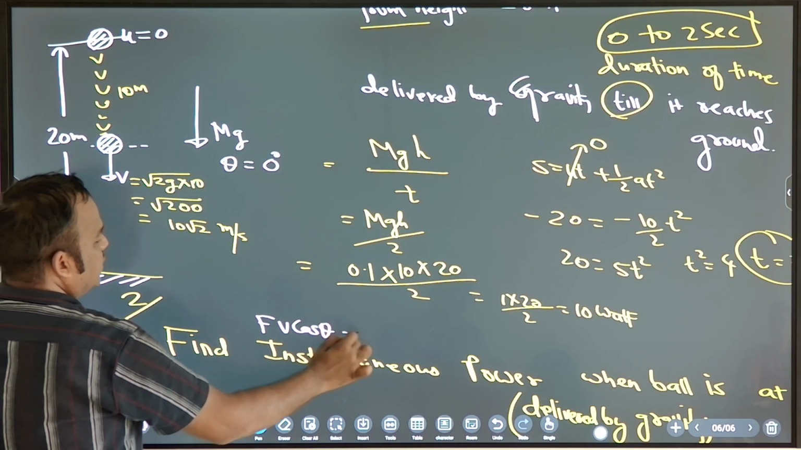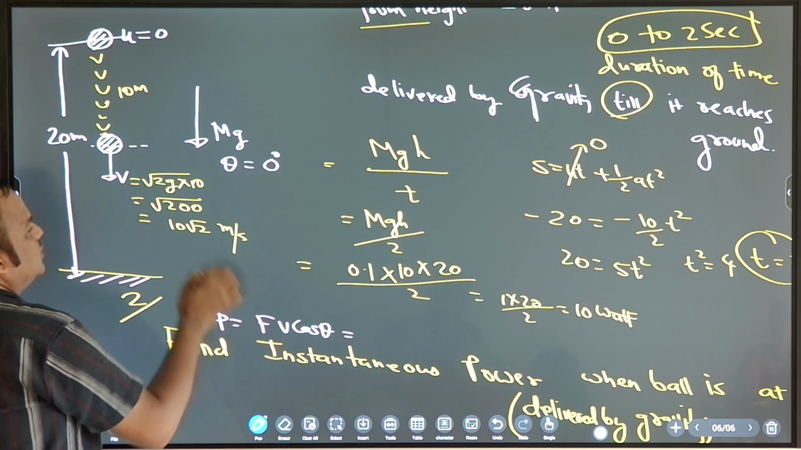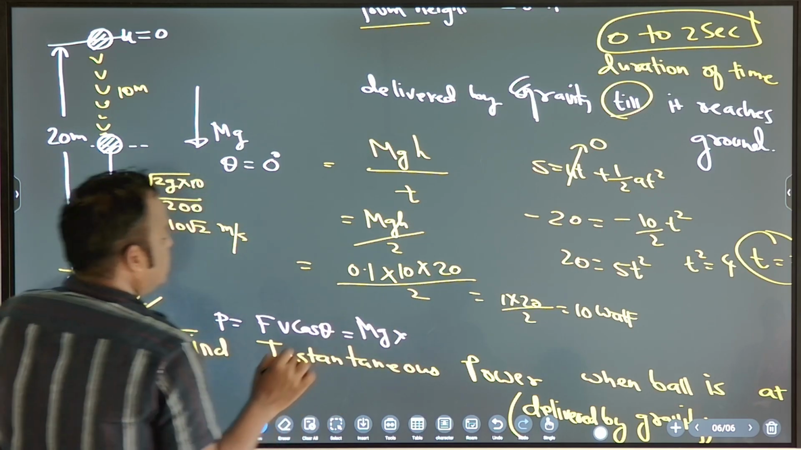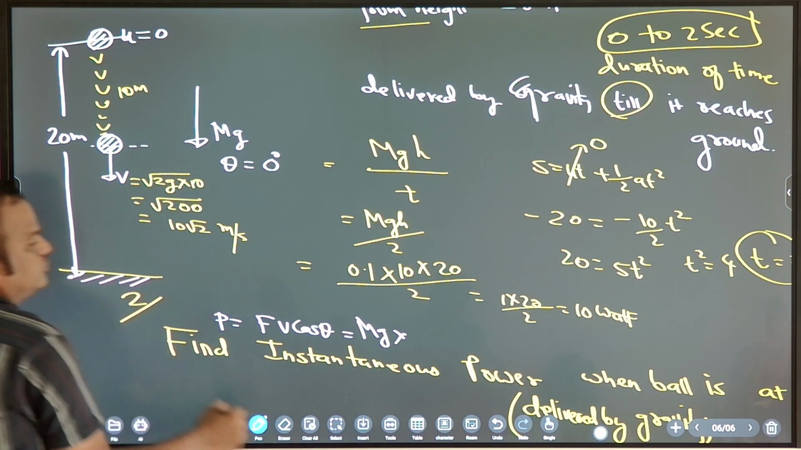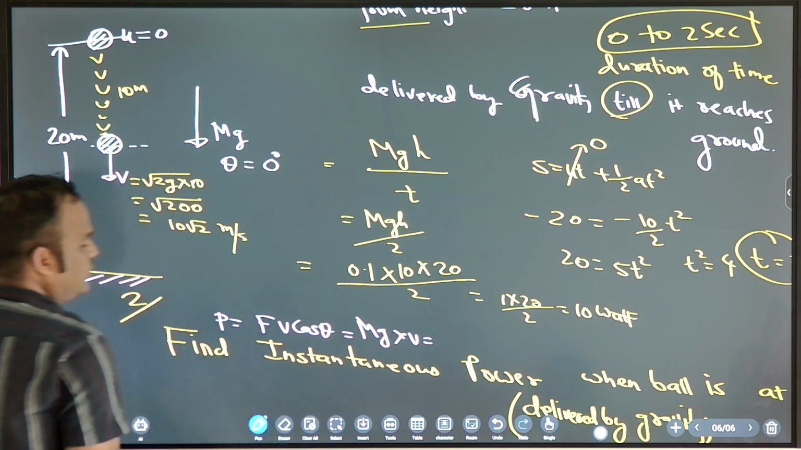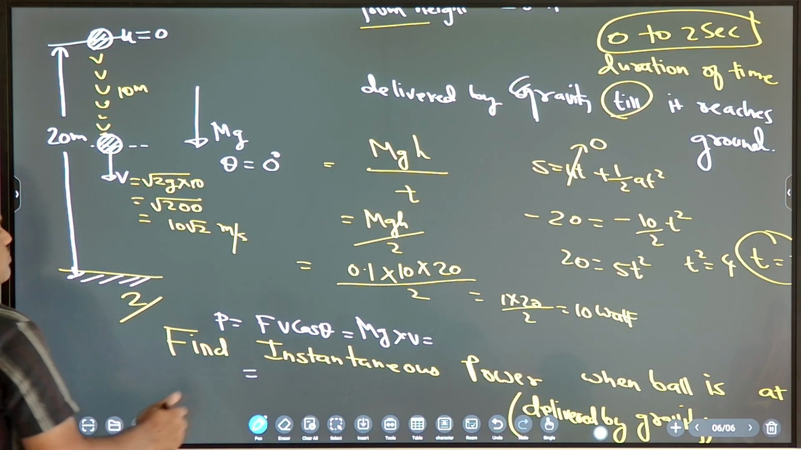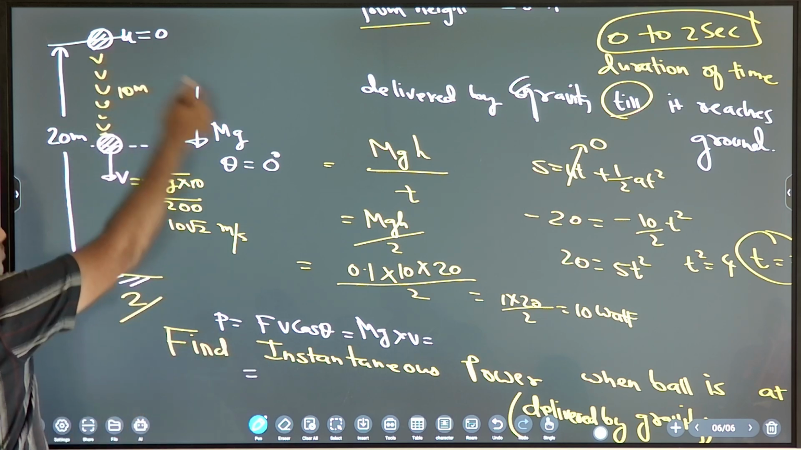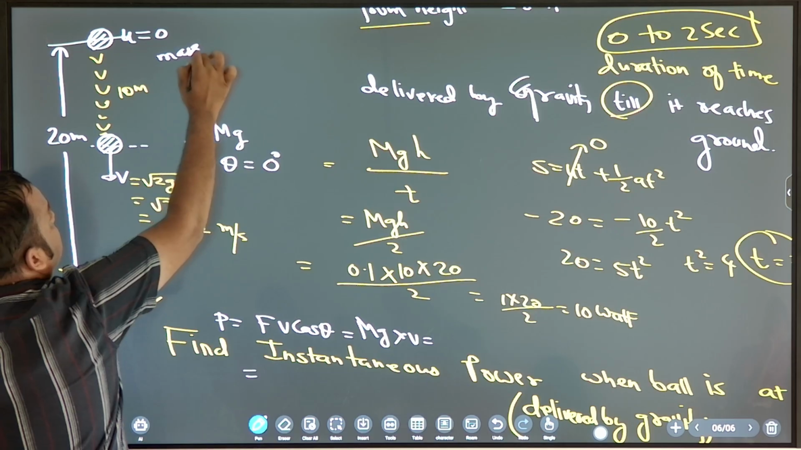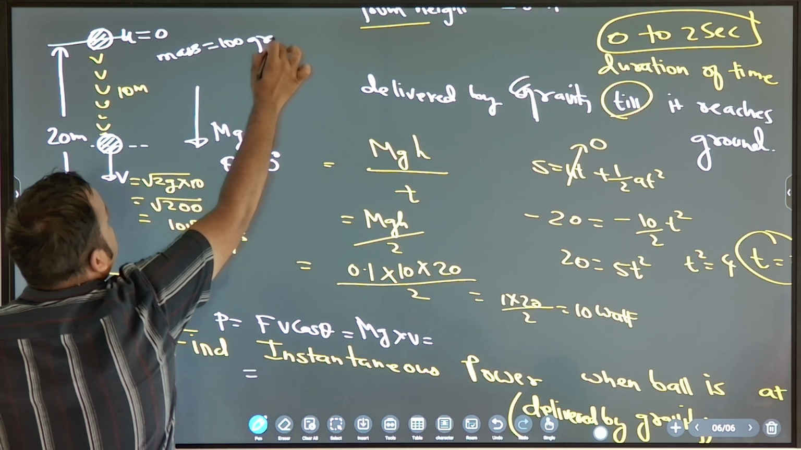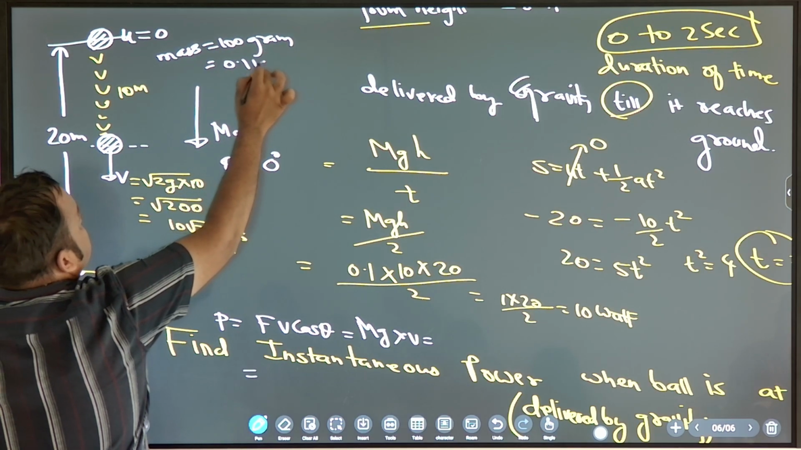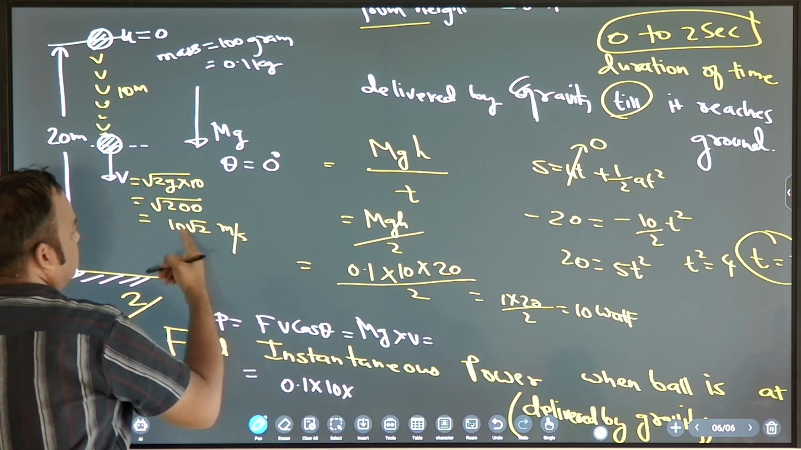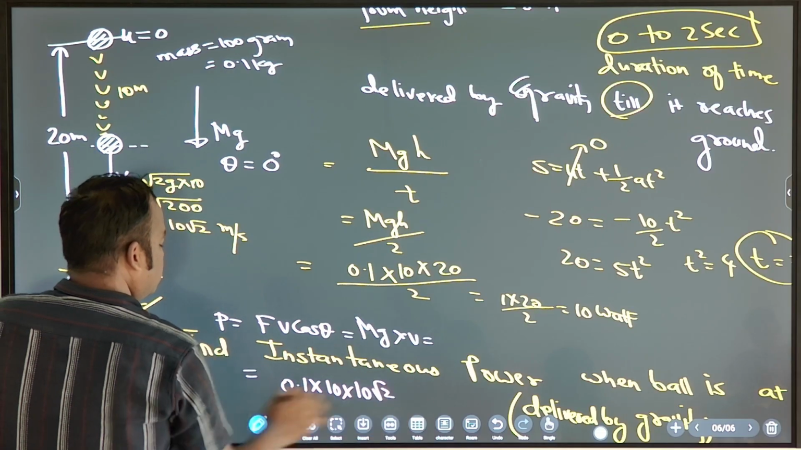F cos theta. Okay, power is equal to F cos theta. Force mg into velocity. Okay, substitute the values. So how much is instantaneous power? Mass of the ball is 100 gram. So 0.1 kg. Okay, so 0.1 into 10 into V, which is 10 root 2.